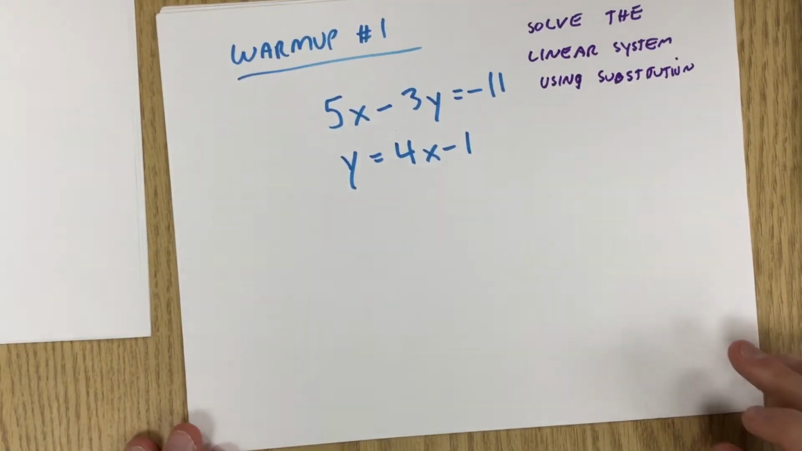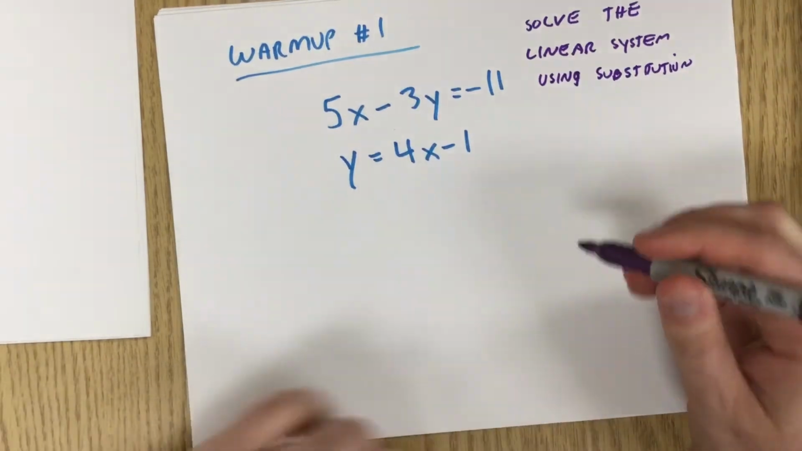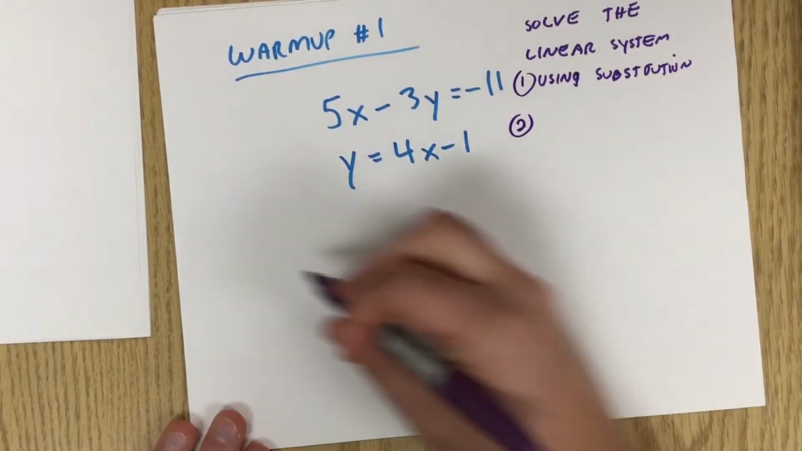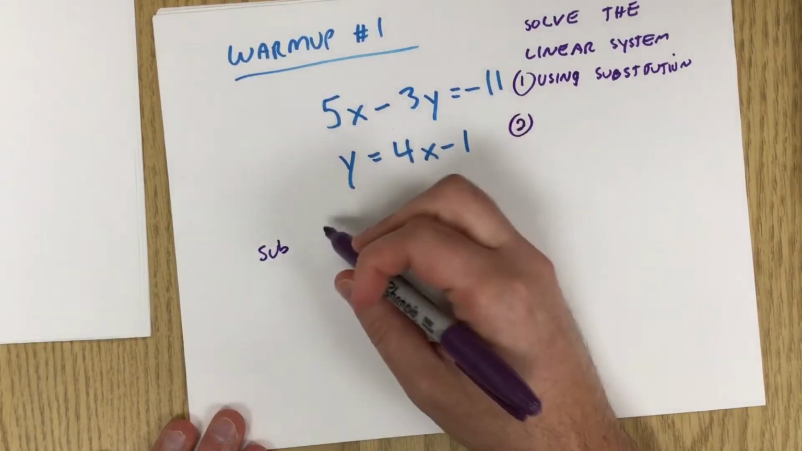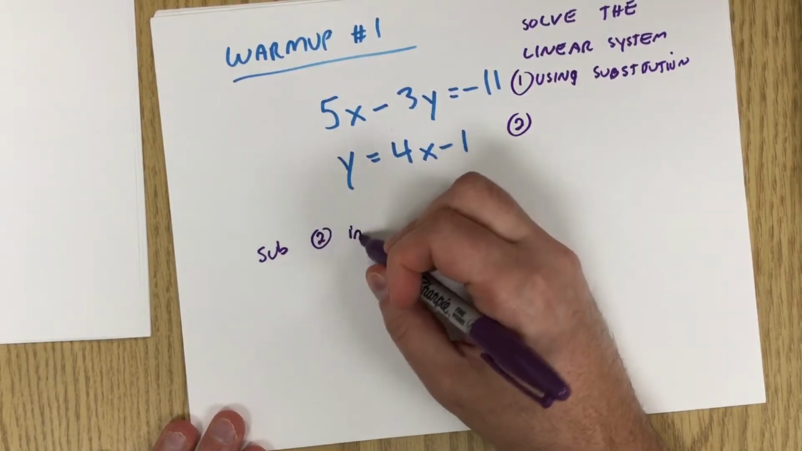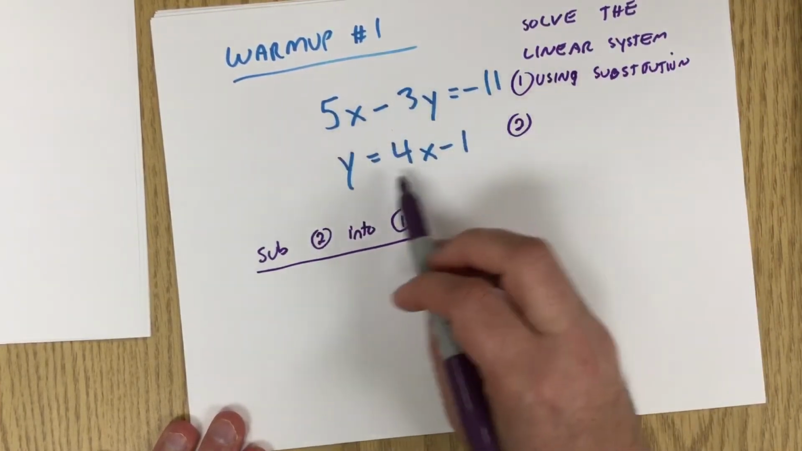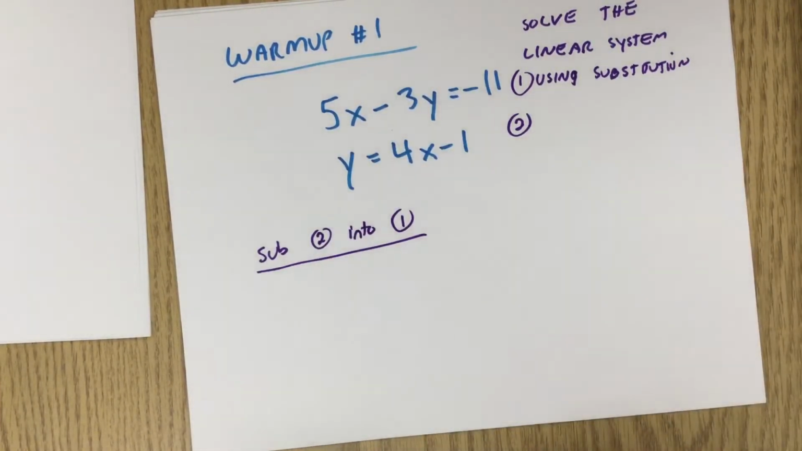So the way we do substitution is we're going to label these equations. So I'm going to label it 1 and 2. I'm going to sub equation 2 into equation 1. So that means wherever I see a y in this equation, instead of y, I'm going to write 4x minus 1.